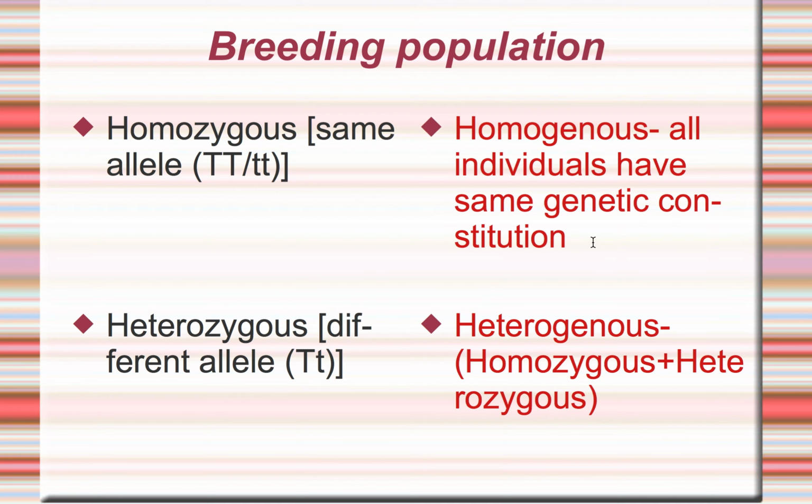A heterogeneous population is a combination of both homozygous individuals and heterozygous individuals. That is, a particular population is said to be heterogeneous if it has a mixture of both homozygous individuals and heterozygous individuals. That is, that particular population may have a combination of individuals which have capital T capital T genetic constitution, small t small t genetic constitution, along with capital T small t constitution. A combination of any of these three can be there.